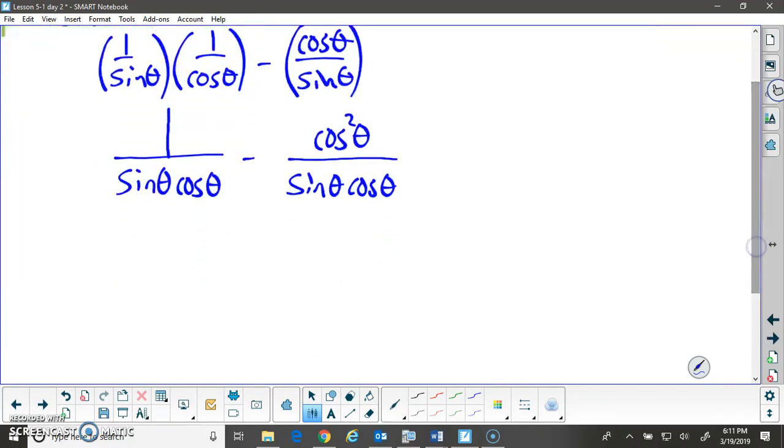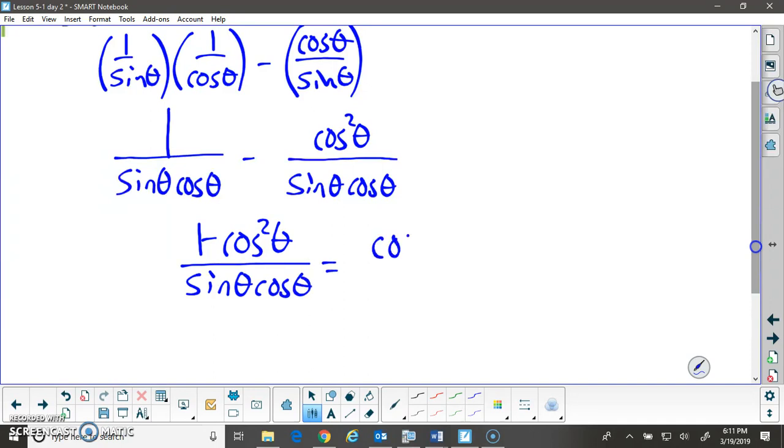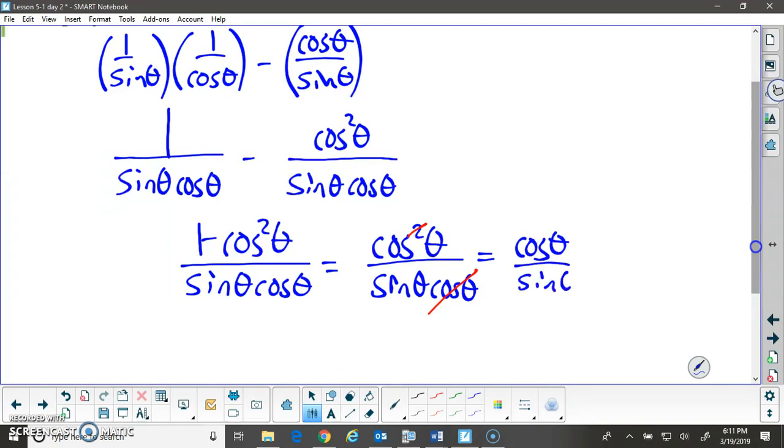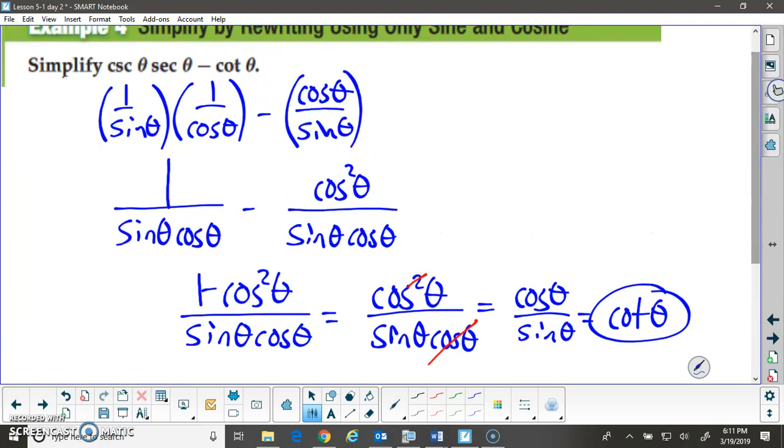Now we can put these two fractions together, and if we do that, I like what we have in the numerator because that is a Pythagorean identity. We can change that numerator into a cosine squared. Still have the LCD of sine of theta times cosine of theta. Now we can cancel this cosine of theta with one of those. It leaves us with cosine of theta over sine of theta, which we will then change into cotangent of theta. So again, the expression that they give us simplifies down into one trig function.